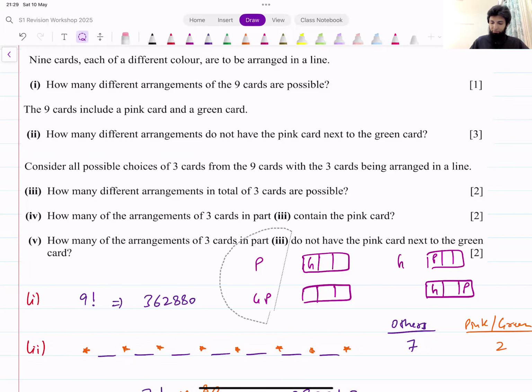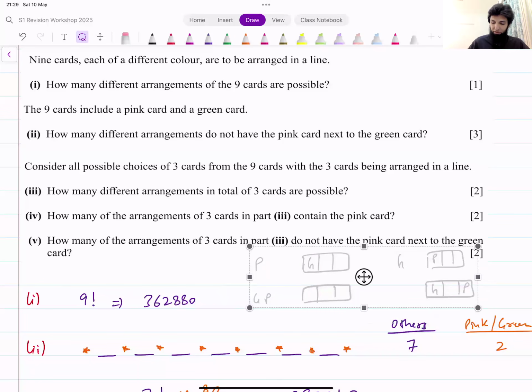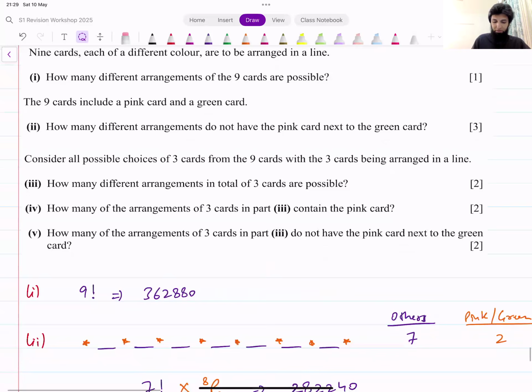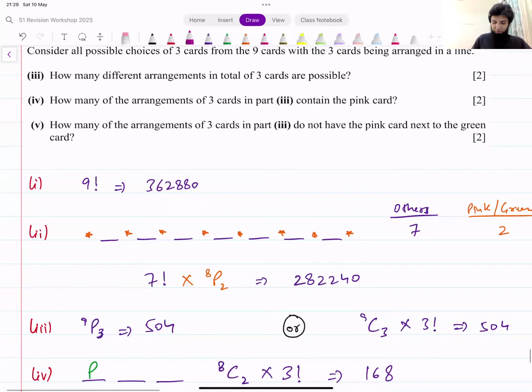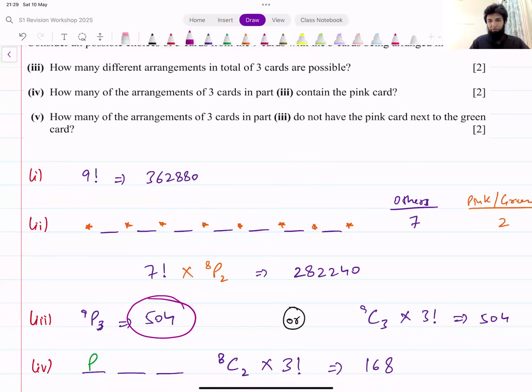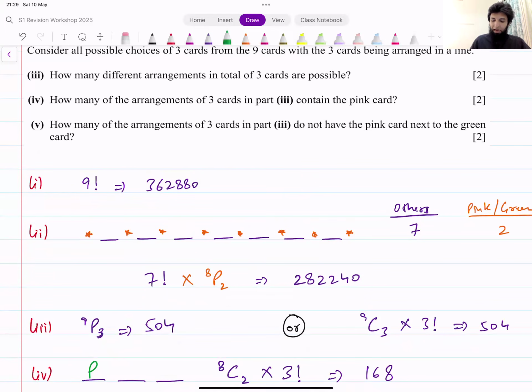We could say we have found the total number of possible arrangements already. The total number of possible arrangements of the 3 cards, what was that? That was 504. That was the total number of possible arrangements, 504. Out of them, how many have the pink card next to green card? Can we find that case? We can find the difference and that will give us the result. Okay, find the arrangements in which the pink and green cards are next to each other.